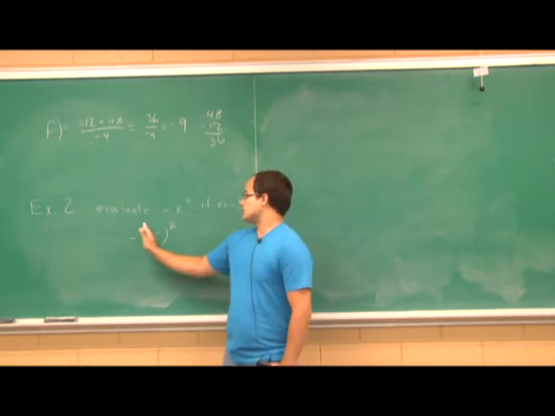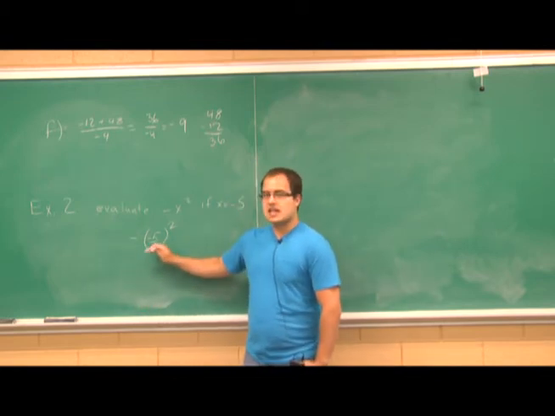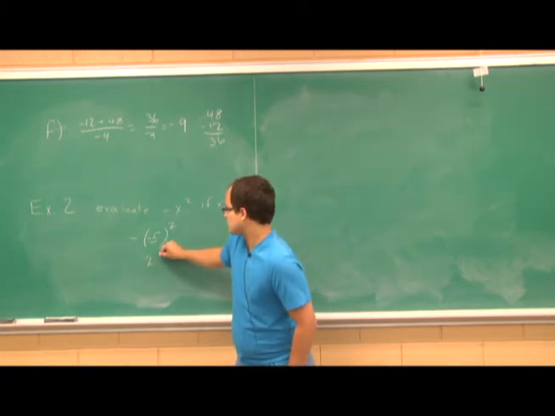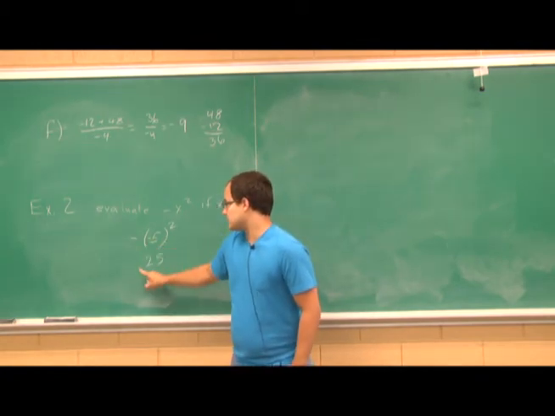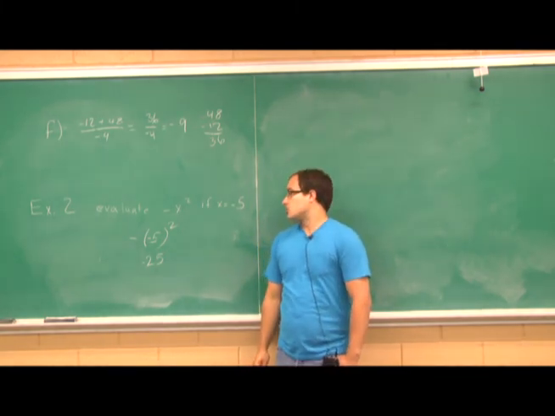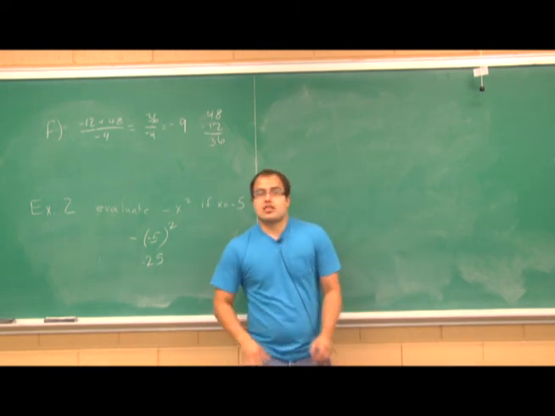Now, because this negative is on the outside, I'm going to worry about it last. So what is this negative 5 squared? Well, that's 25. Then this negative comes down, so our final answer is negative 25. And there's order of operations with integers.